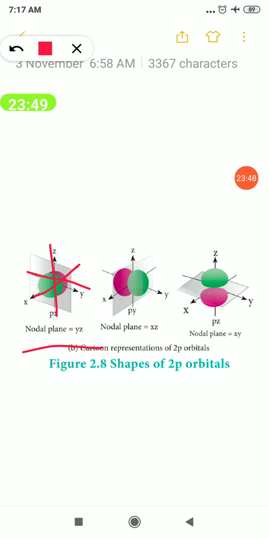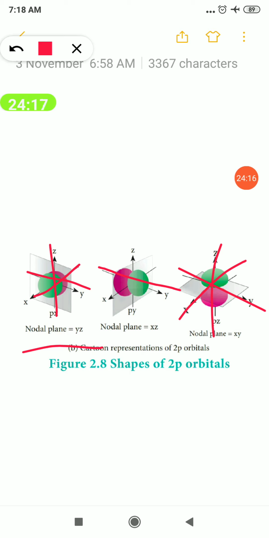If you take Py orbital, where is y-axis? This is y-axis. The clover leaf shape is present only in the y-axis. In the x and z-axis there is no electron, so xz is the nodal plane for Py orbital. In the same way, this is z-axis, Pz orbital. So here there is no electron in the x-axis and y-axis. So here the nodal plane is xy. With this, the shapes of P orbitals are over.